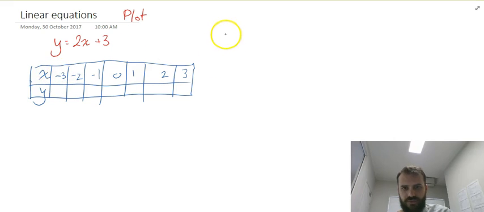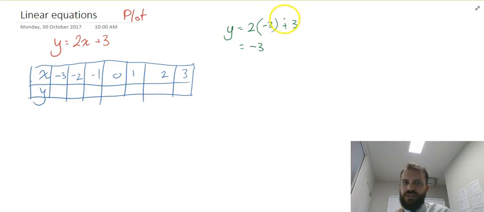So to do -3, y equals 2, then in brackets, where the x was, I'm going to put that number, -3, and add 3. So 2 times -3 is -6, plus 3 is -3. You can type that into your calculator just like that: 2 times -3 plus 3.